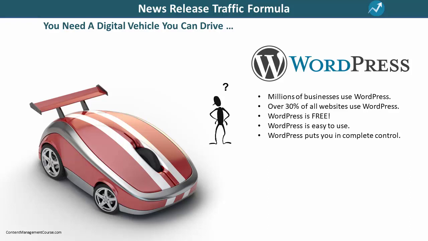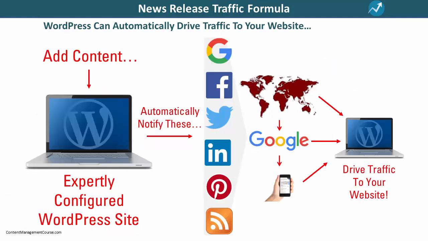so if you have a website, it probably runs on WordPress. WordPress is also free, it's easy to use, and more importantly, it puts you in complete control of your web presence. You may not know this, but you can configure a WordPress website to automatically send you traffic whenever you publish new content. With an expertly configured WordPress site, all you do is publish new content, and your site then automatically notifies search engines, social media sites, and many other online directories and content syndication sites. This gets your content indexed in Google quickly and automatically, so people searching online can find you more easily.